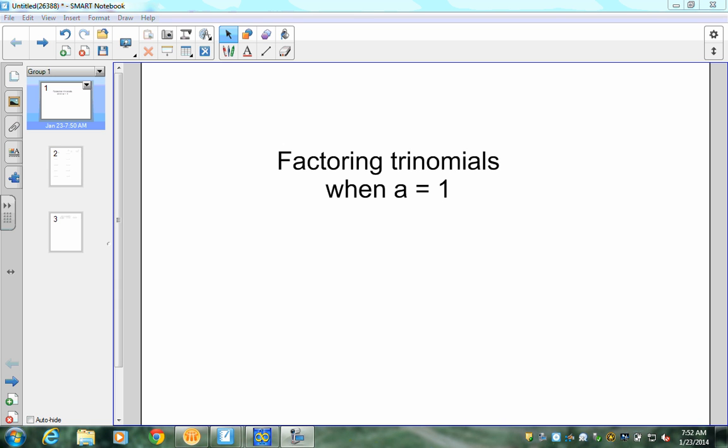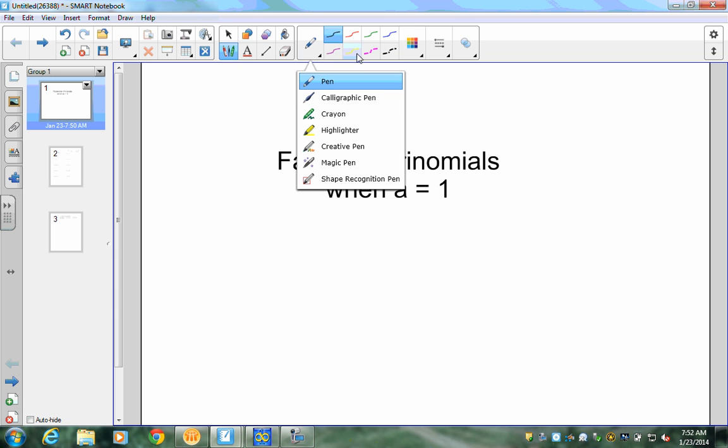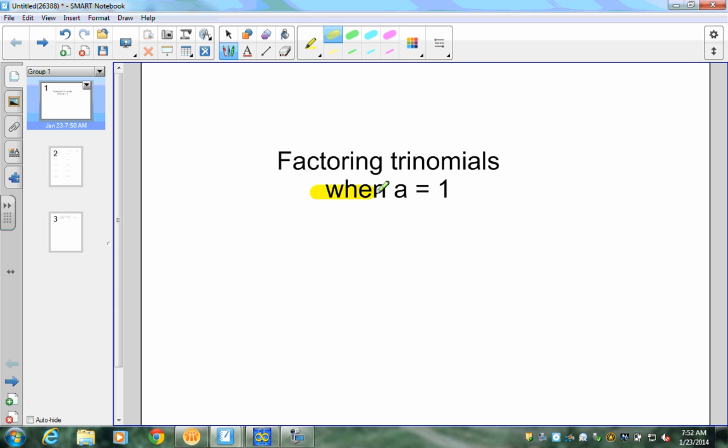Okay, in this video we're going to be talking about factoring trinomials. And there's a little part to this title which might throw some people off, where it says "when a is equal to 1." And you're probably thinking, what in the world does that mean? And of course that's a question mark, just in case you couldn't tell.